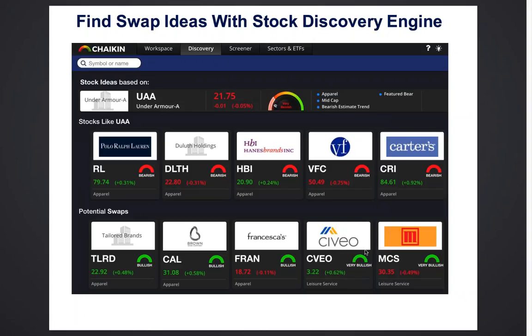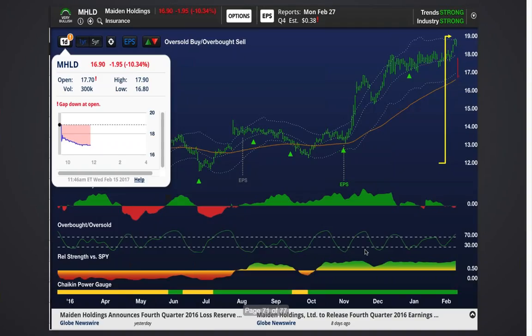The second thing you can do with the discovery engine is to replace a stock. Now, I'm using an example here, Maiden Holdings. Adam put this webinar and his people put it together with my wife Sandy, who's trading a very simple methodology using what we've taught you today. She bought Maiden Holdings, which is an insurance stock, back here in December on this oversold buy signal. The stock was about 1730.